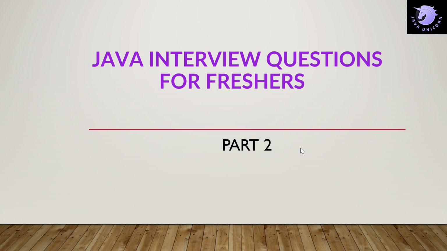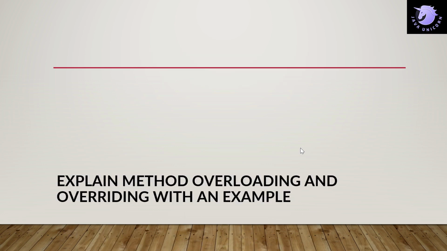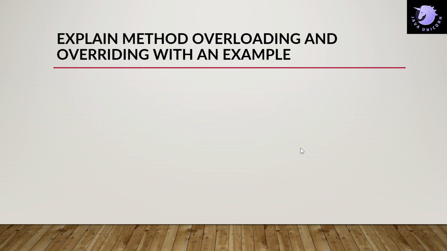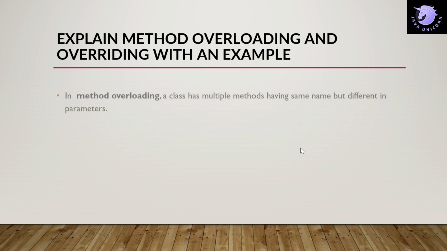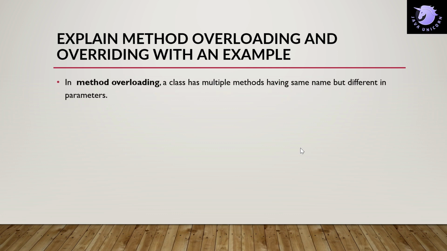Okay, so let's start. The first question in this series is: what is method overloading and what is method overriding, and give an example of both. So what is method overloading? In method overloading, a class can have multiple methods with the same name and with different signatures. Different signature means that they have different arguments.